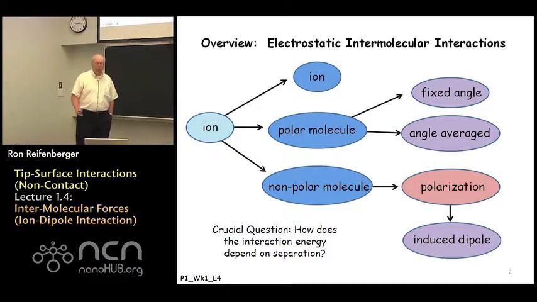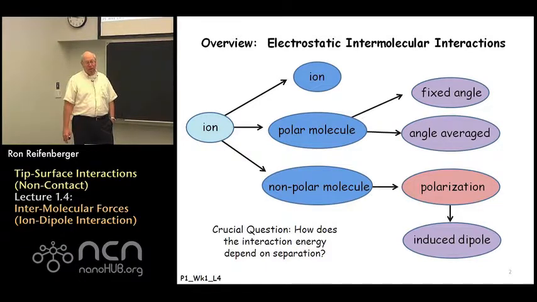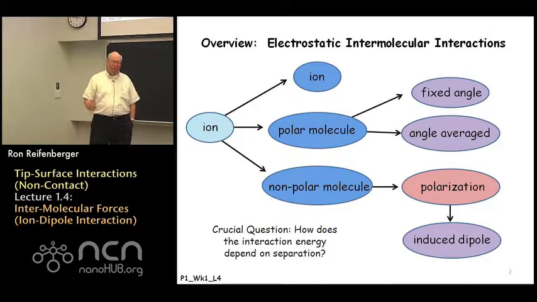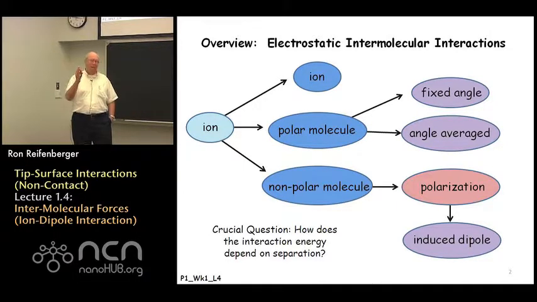question of interest. We've already discussed in the previous lecture the interaction of an ion with an ion. That's very simple. That's mostly just a reminder. We've also discussed how an ion interacts with a polar molecule that's held at a fixed angle. In this lecture, we're going to talk about what happens if the dipole moment of the polar molecule is free to rotate. So we're going to do an angle average calculation, and we're also going to extend the discussion to nonpolar molecules and discuss this idea of polarization and induced dipole moments.